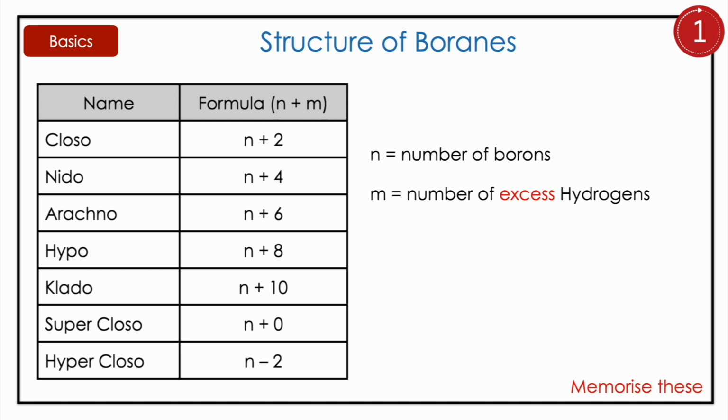Then we will see all the basic structures. Those are Closo, Nido, Arachno, Hypho, Clado, Supercloso and Hypercloso. What is the difference here? The difference is n plus m. n is the number of boron atoms, m is the excess of hydrogen. n plus 2 means Closo, n plus 4 means Nido, n plus 6 means Arachno, n plus 8 means Hypho, n plus 10 means Clado, n plus 0, that is n, means Supercloso, and n minus 2 means Hypercloso. Memorize this, otherwise you cannot solve the problems.